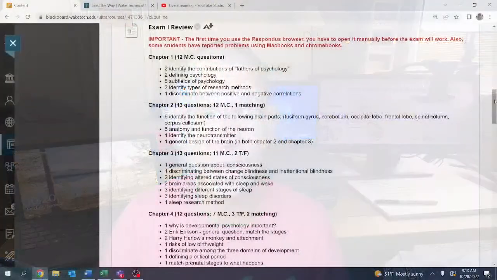This fusiform gyrus allows you to recognize other people. Hannah, you ever notice how it's easy to recognize other people's faces, but you often forget their names? It's not because you're bad at names. It's because you have a special brain part that is great at remembering faces. That's your fusiform gyrus. And then I want you to know that the corpus callosum connects the left and right halves of your brain. Okay, Hannah?